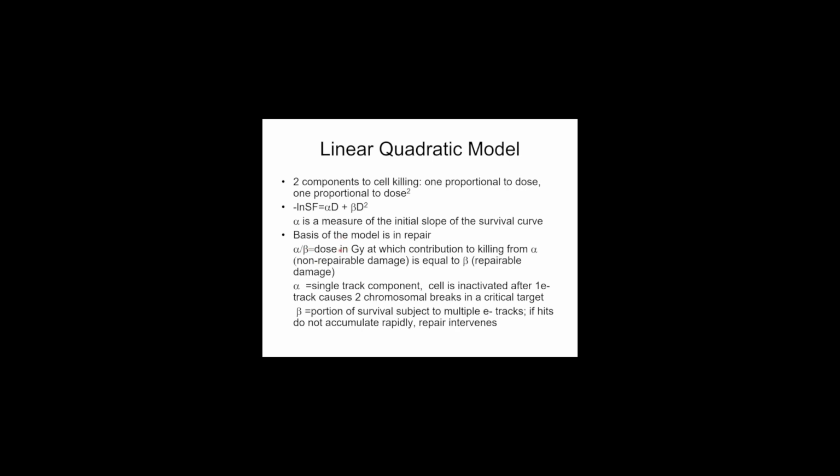We already said it's the dose in gray, and I should mention always that it's a dose in gray. It is not in centigray, it is not in rad, it is in gray. So that's an important part of the alpha beta ratio. It's the dose in gray at which the contribution to killing from alpha is equal to beta. Some people say that alpha is non-repairable damage and beta is repairable damage.